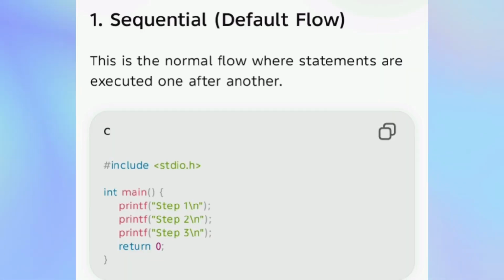The first one is sequential or default flow. This is the normal flow where the statements are executed one after another. Include stdio.h, int main, the print statement four times, and then return 0. Because int main has an int return type, we need to put return 0.